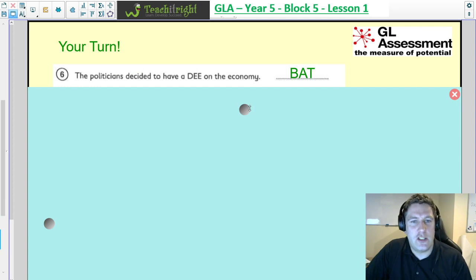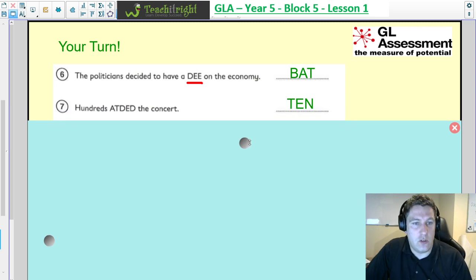The politicians decided to have a something on the economy. And the word we're looking for here is debate. It's always worth reading beyond the letters that you're given. So when you're given these capital letters here, always read beyond, so it gives you a bit more of a clue to what that word will be.